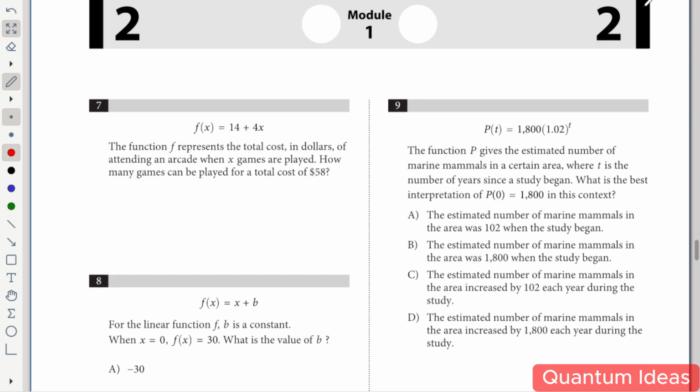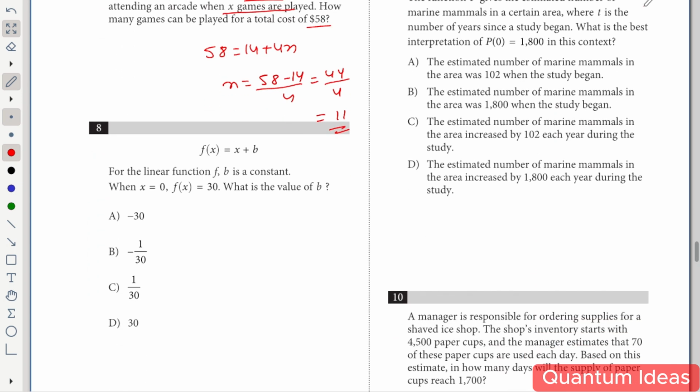We are given this function f, which represents the total cost in dollars of attending an arcade when x games are played, where x is the number of games. How many games can be played for a total cost of 58? So the total cost f is 58. With 14 plus 4x, x will basically be 58 minus 14 over 4. This is 44 over 4, so the number of games that can be played is simply 11. Let's move to the next one.